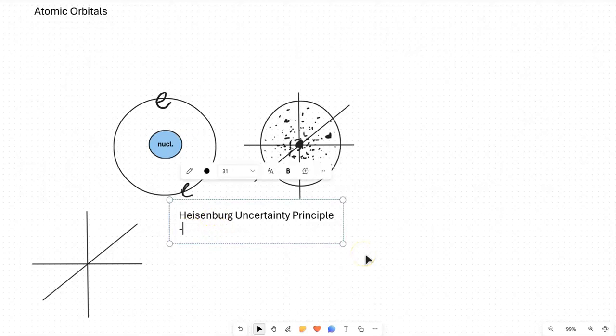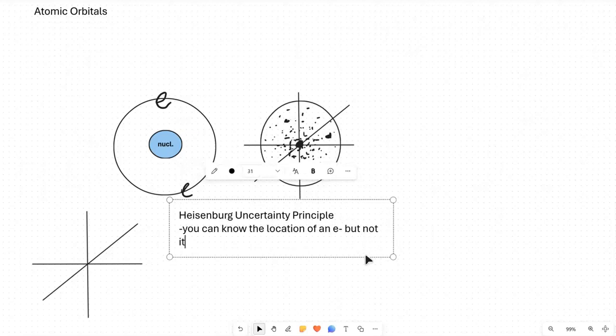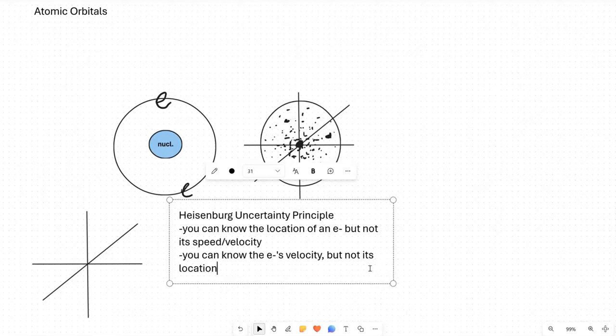So here's what the uncertainty principle is. Okay, so this is your first quantum pill to swallow. So you can know the location of an electron, but not its speed. And we're going to use a physicsy word, we'll say velocity. Okay, meaning, hey, if you really want to know where it is, you pretty much have to shut it off. Or, if we get out the radar gun, which would be a whole bunch of like 3D charge detectors, you can know the electron's velocity, but not its location.